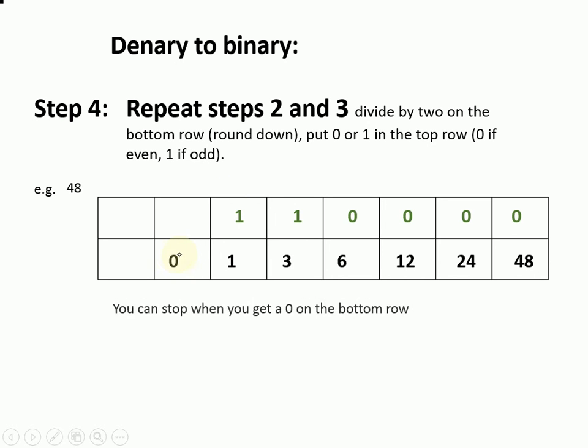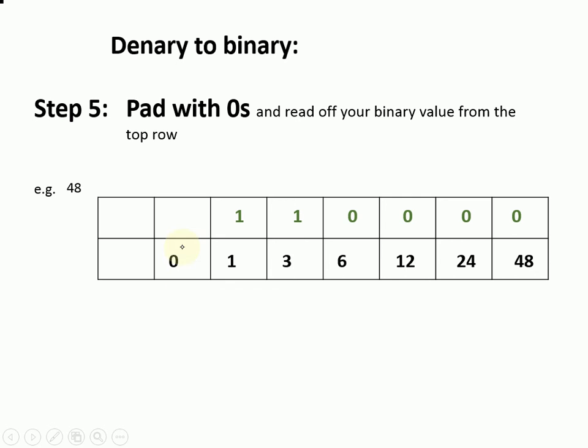When you get to a 0 along the bottom row, you can stop because this is your answer, or you can just pad with zeros, because 0 divided by 2 is again 0, and it goes exactly, so more zeros go above it.